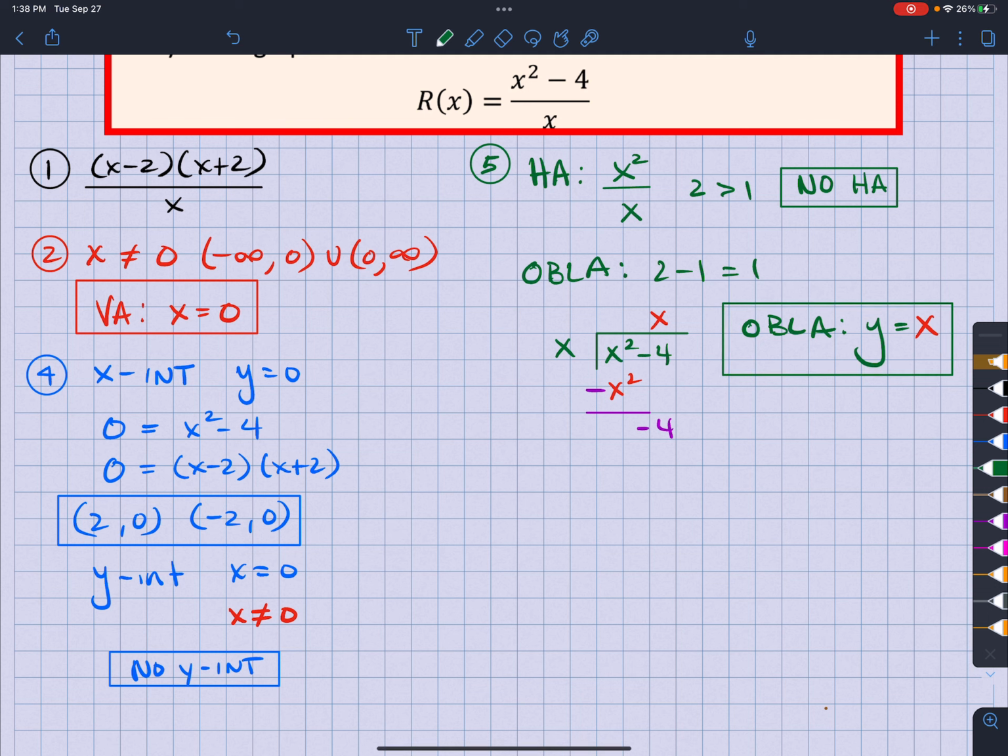Excellent. All right, and step 6 says, does it cross my horizontal or my oblique asymptote? Well, since I have an oblique asymptote, that's what I need to figure out. Does it cross my oblique? Now, since this is a y value and this is a y value, let's go ahead and set those two equal to each other. So the top y value, x squared minus 4 all over x, must equal this x. I can cross multiply here.